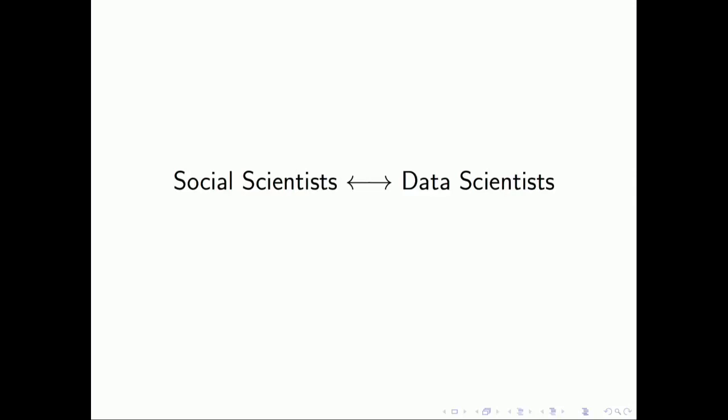Social scientists is a term that has a relatively clear understanding to a lot of people. I want to say briefly what I mean by data scientists, because I don't mean just someone with a hoodie and a laptop. Although, if you have a hoodie, that's totally cool. I love hoodies, too. So what is data science? It's anything that's cool.